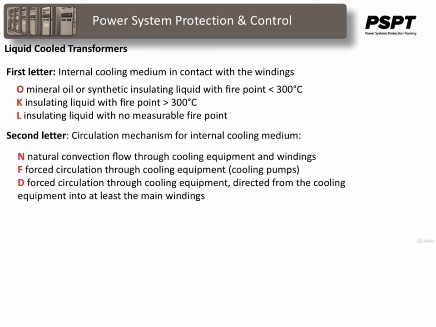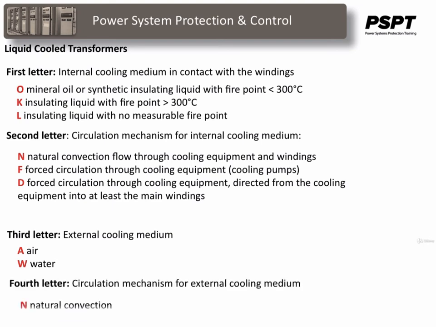The second letter describes the circulation mechanism for internal cooling medium. Natural convection flow through the equipment of the windings is described as an N. An F will describe the forced circulating through cooling equipment or cooling pumps. A D means the cooling mechanism is forced circulation through cooling equipment directed from the cooling equipment into at least the main windings. The third letter describes the external cooling medium, A for air, W for water, and the fourth letter describes a circulation mechanism for external cooling medium, N for natural convection, F for forced circulation, fans or pumps.